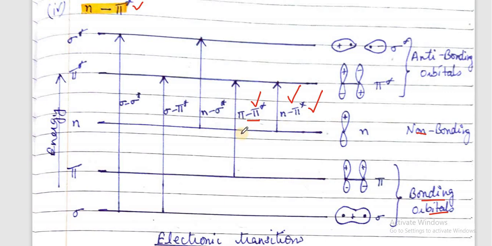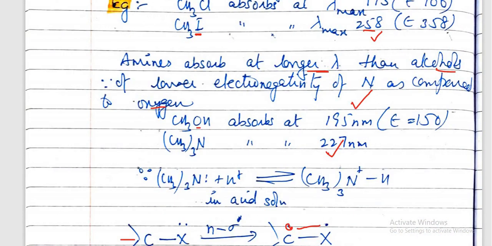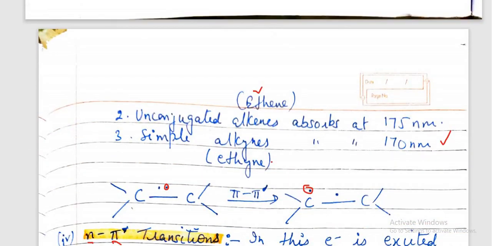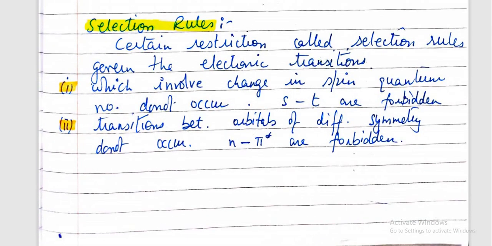So we will be dealing with mainly these two types of transitions in this chapter. Next is the selection rules, that is, which type of transitions are possible. And there are certain restrictions. Those restrictions are called selection rules that govern the electronic transitions. So there are two main selection rules.